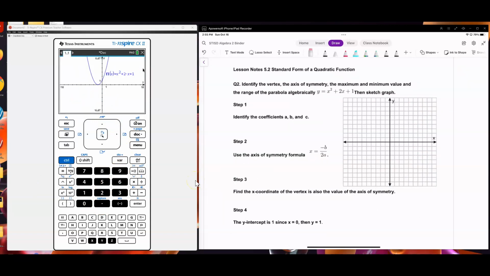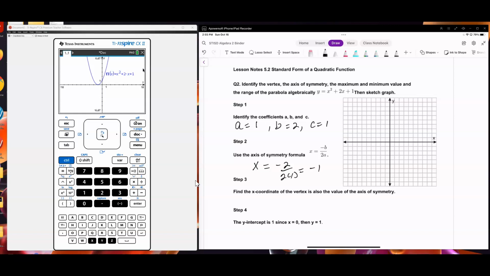Identify the vertex, the axis of symmetry, the max and minimum point, and the range of the parabola algebraically. We first have to identify the a value, which is 1, the b, which is 2, and the c, which is 1. Then we're going to use the axis of symmetry formula. So we have x equals -2 over 2 times 1, which is -1.